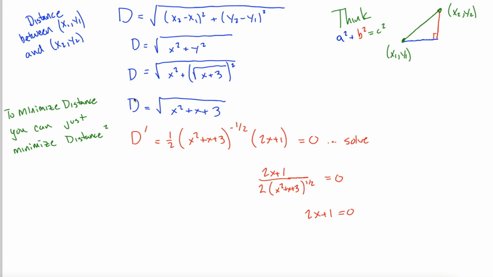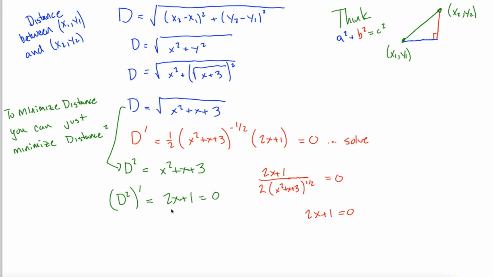That's true, but if minimizing distance is the same as minimizing distance squared, instead of taking the derivative of the right side of this equation where distance is written as a function of x, I could take the derivative of the right side of this equation, where distance squared is written as a function of x. The advantage here is now the derivative is really nice, right? It's just 2x plus 1. Setting 2x plus 1 equal to 0 is a lot easier.